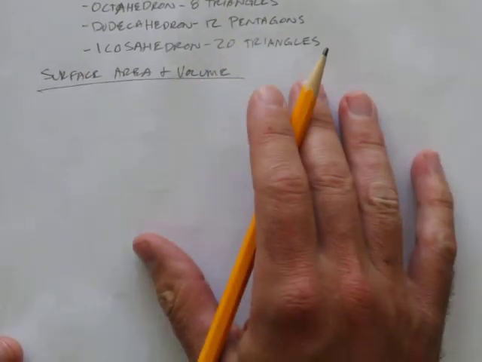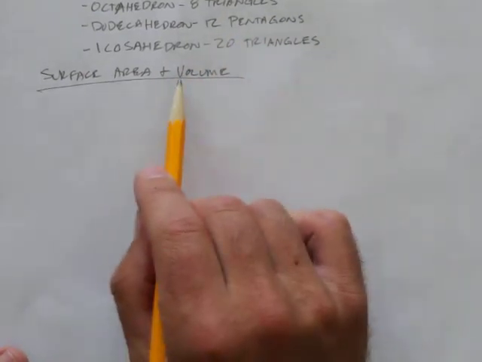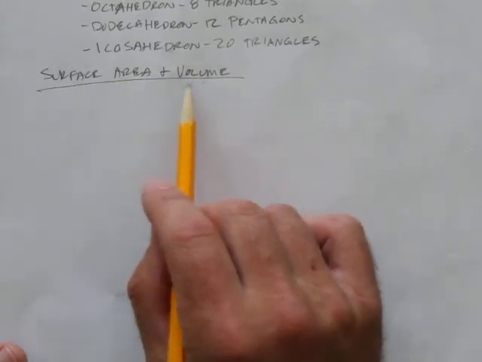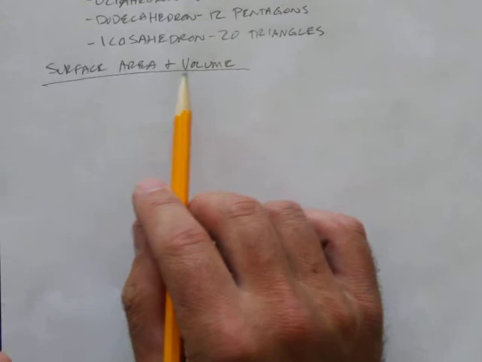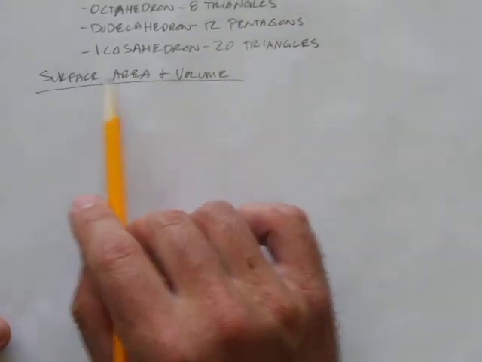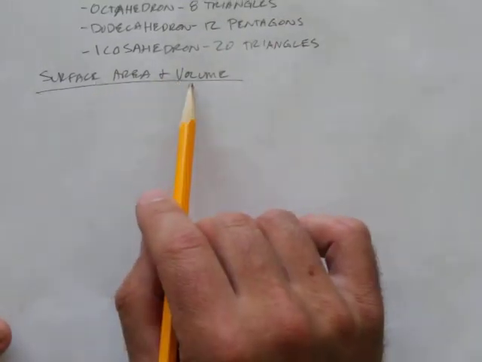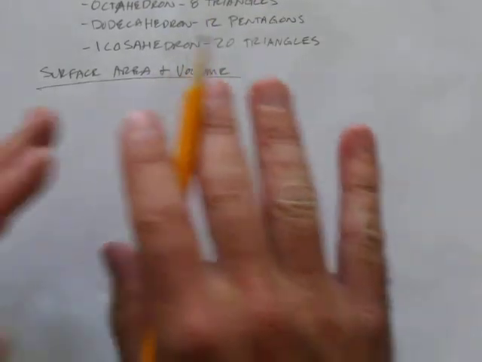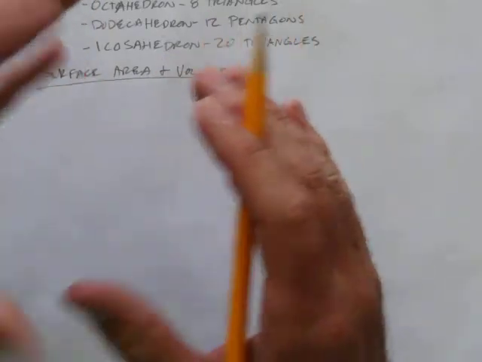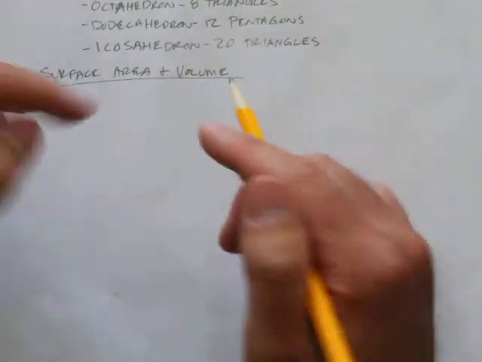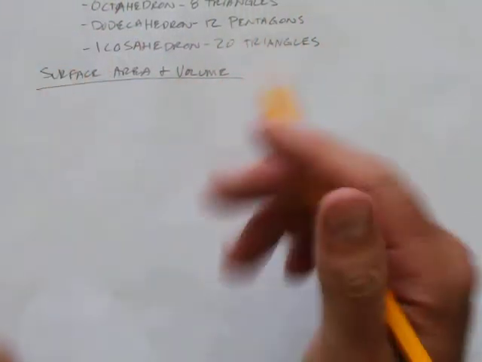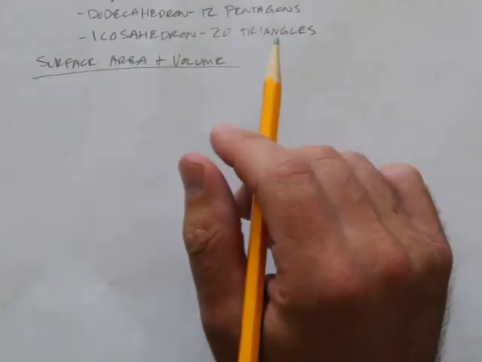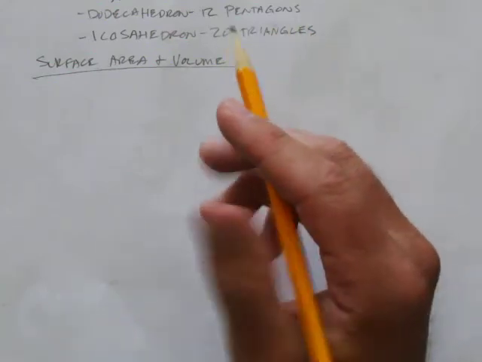Okay, surface area and volume. You can think of these as kind of like the perimeter and the area. When you're talking about two-dimensional figures, you've got the perimeter and the area. Three-dimensional, you have surface area and volume. The surface area is all of the area of the sides added up, and the volume is how much space this whole thing takes up, or if you were to fill it up, how much stuff would be inside of it.